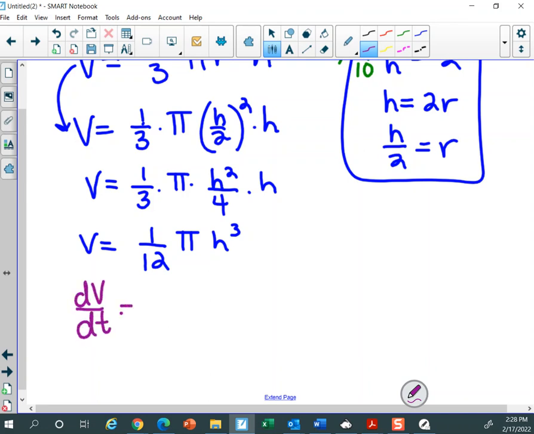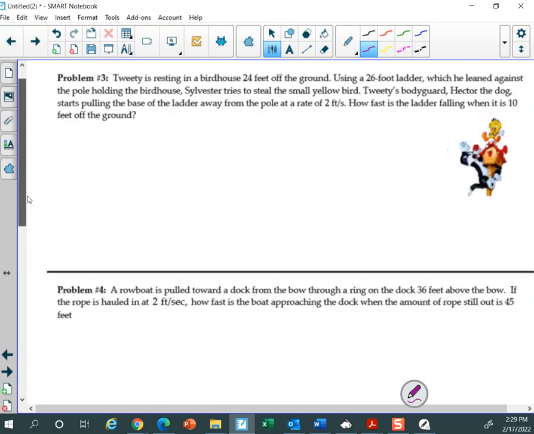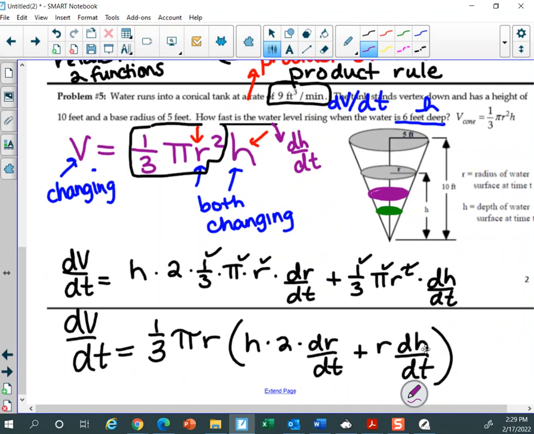So here we go. dV dt equals 3/12 pi times h squared times dh dt. I only had one function there, h cubed times the constant pi over 12, or 1/12 pi. So I didn't have to use any product rule. If you're wondering, I'm going to just skip back here for a minute. I'm sorry, I keep jumping back and forth. But if you're wondering, like, could we do this?